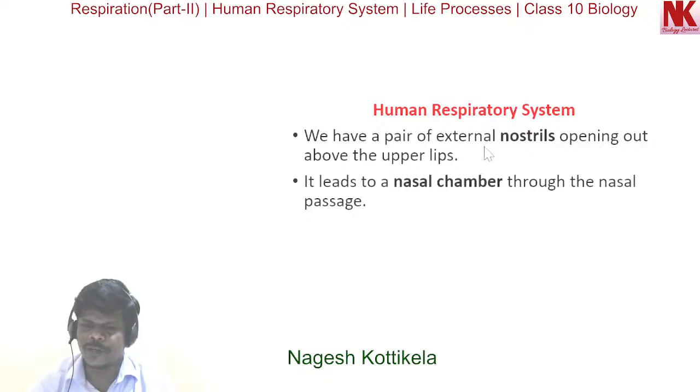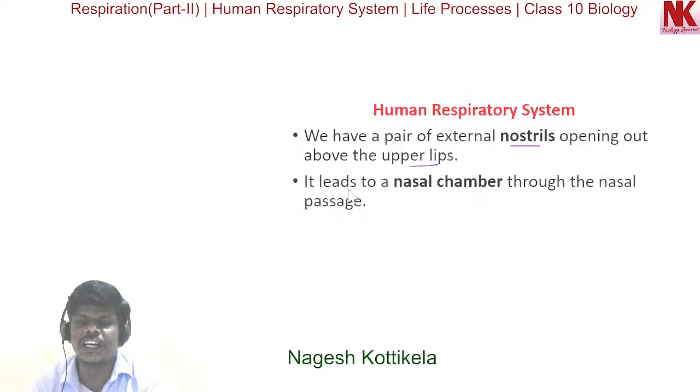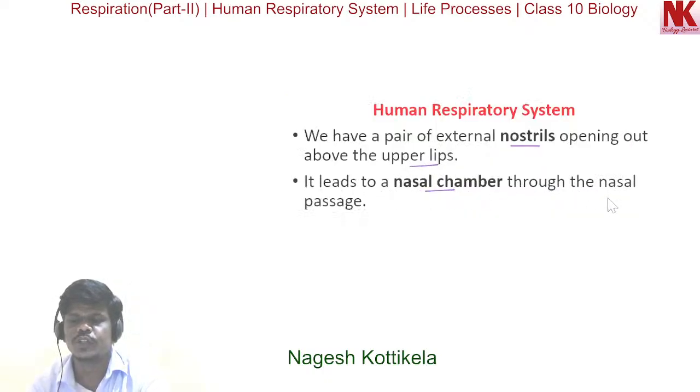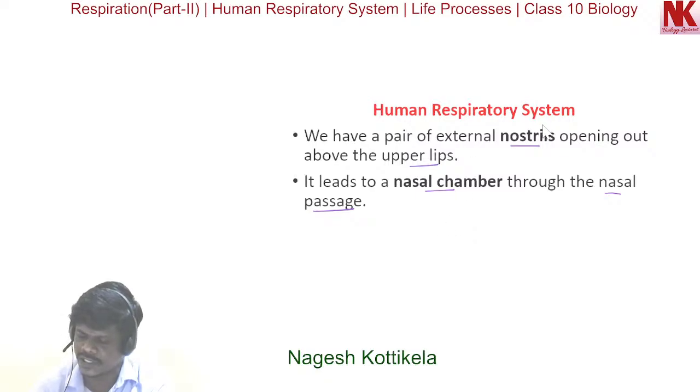We have a pair of external nostrils opening out above the upper lips. Here you can see in the picture, these are a pair of external nostrils, the openings of the nose. Through these openings, the air enters into our respiratory system. Here it leads to a nasal chamber through the nasal passage. So air is taken into the body through the nostrils.